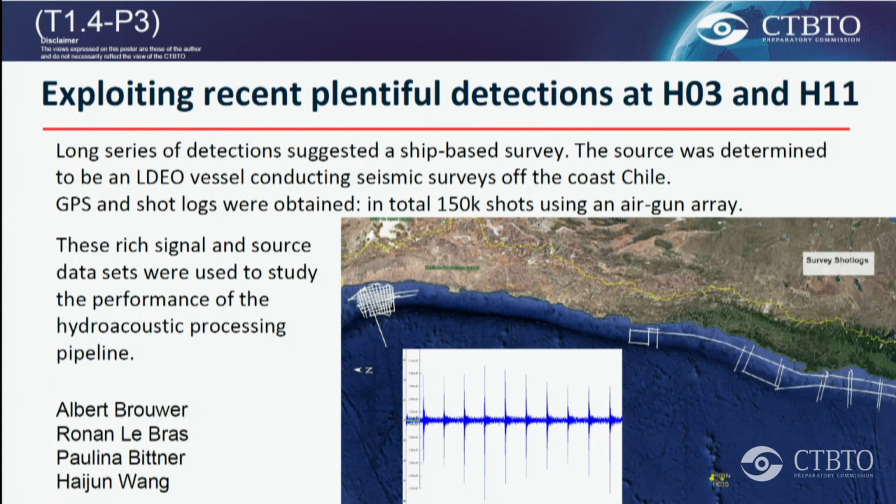After some searching around and detective work, we figured out it was a survey conducted using an LDEO, Lamont-Doherty Earth Observatory, vessel. We got the shot logs, that is the times and the positions of the shots of the air gun array. That gave a very rich set of ground truth with which to assess the performance of our detection algorithms, and in particular also to figure out what is going on with them, because we saw some artifacts in the database. If you want to learn more about it, please visit my poster.